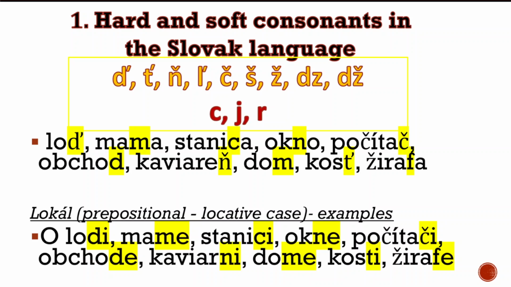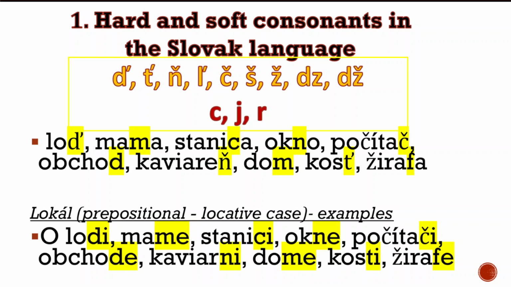It is easy to remember. These are all the letters with an apostrophe: ď, ť, ň, ľ, ch, š, ž, and z also is here, and g is here. What is important to remember is that not only letters with apostrophes are considered soft, but also the letters C, Y, R. So that is very important to remember.